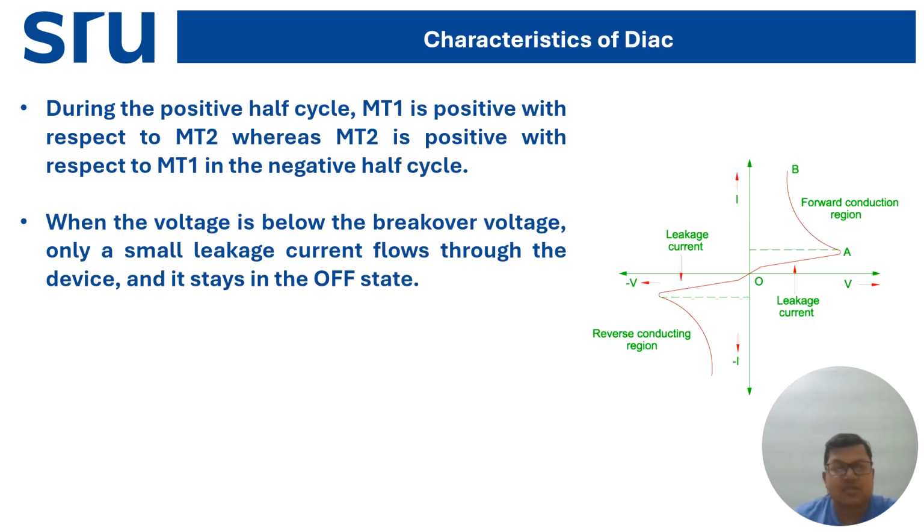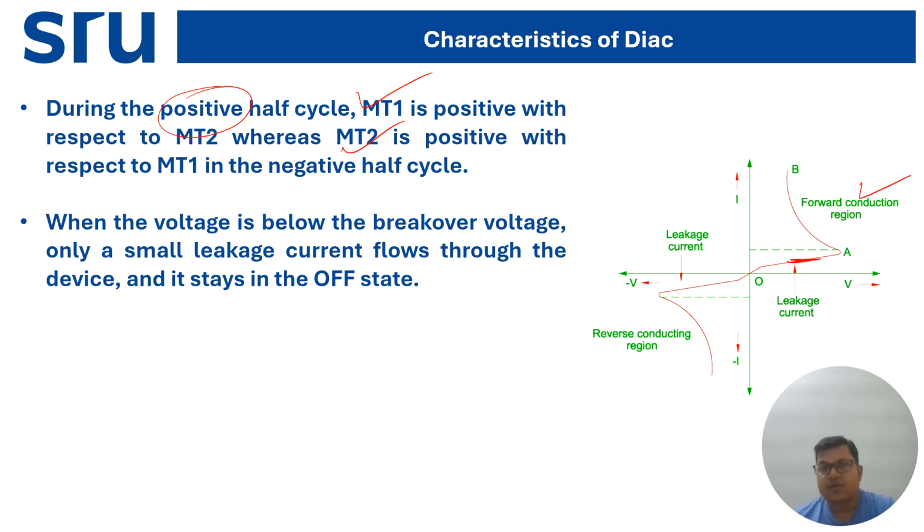So the characteristic says that during the positive half cycle, MT1 is positive with respect to MT2, whereas MT2 is positive with respect to MT1 in the negative half cycle. So basically for the positive half cycle, MT1 is positive with MT2, and for the negative cycle, MT2 is positive with MT1. Okay, you can see all these things from this curve. So this is the leakage current amount.